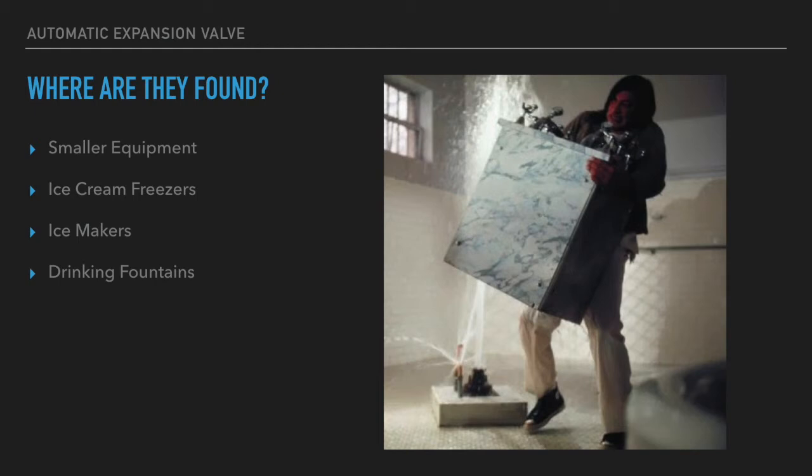One question you might ask is, where are these AXVs found? What are they used for? What applications are they used for? They're usually found in smaller equipment with somewhat constant evaporator loads, including ice cream machines, freezers, ice makers, and drinking fountains. Here's a picture of a guy with a drinking fountain right here.